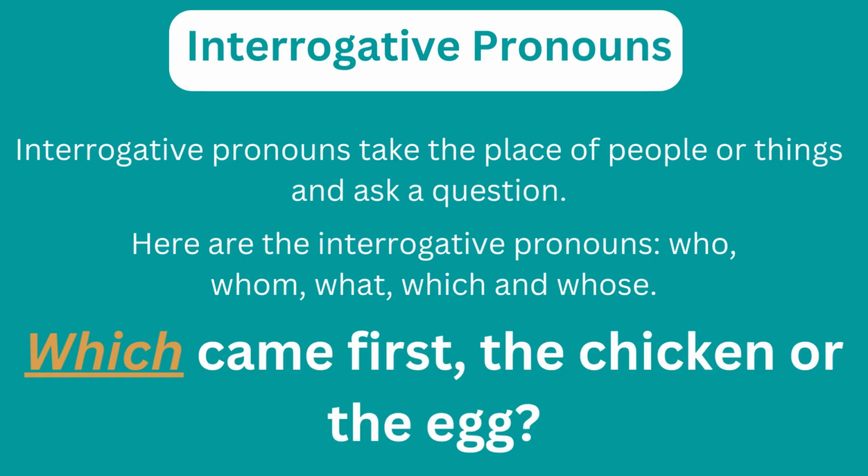Here is an example of a sentence using an interrogative pronoun. Which came first, the chicken or the egg? The speaker is asking a question. That's what interrogative pronouns do. They ask questions.